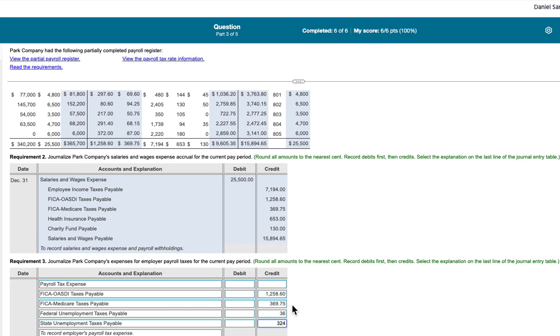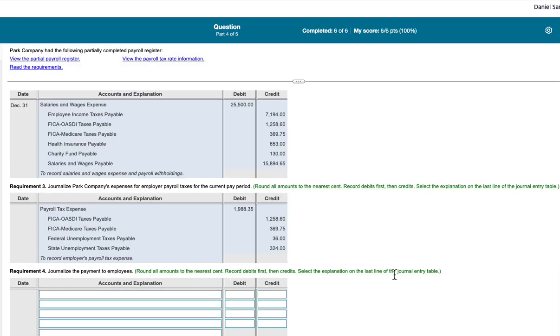And then we have to add all this up. 1,258.60 plus 369.75 plus 36 plus 324. And then that equals 1988.35. I don't think that is correct. Wow. And then we get to journalize the payments to the employees.